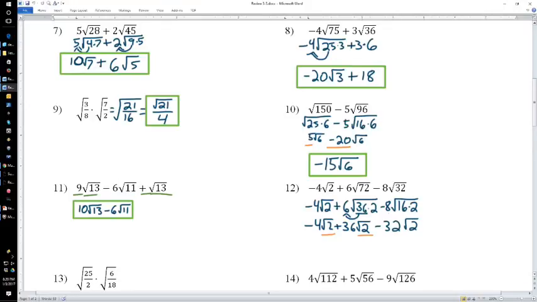Again, we have the same radical for all these, so we are going to add the coefficients. In this case, I'm going to do negative 4 plus 36, that's 32, minus 32 is 0, so that is 0 square roots of 2, which is the same as saying just straight up 0.